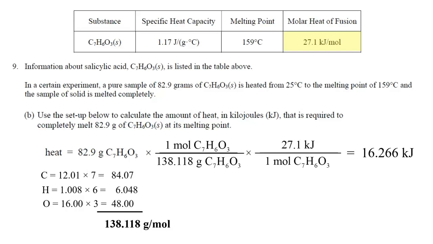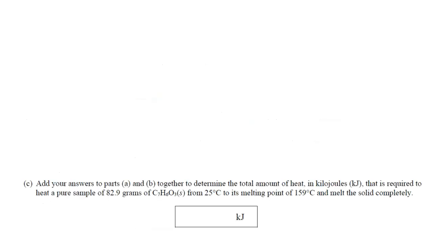16.266 kilojoules. Well, if the answer to part A is complete, and now the answer to part B is complete, what are they asking us to do in part C of this question? It says, add your answers to parts A and B together to determine the total amount of heat in kilojoules that is required to heat a pure sample of 82.9 grams of salicylic acid from 25 degrees Celsius to its melting point of 159 degrees Celsius and melt the solid completely.